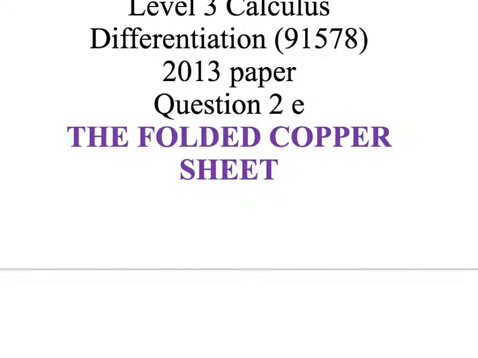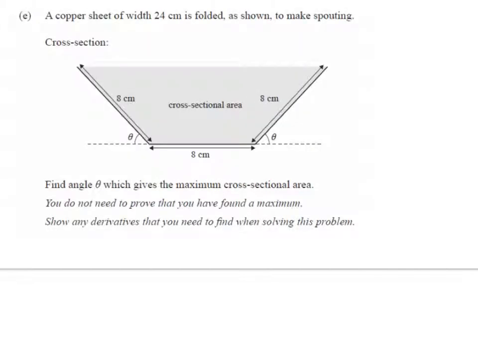This is the second excellence question from 2013's differentiation paper. I think it's probably the hardest out of the three, although if you see what to do, it's fairly straightforward. It's another optimization question, and it's about folding a sheet of copper into a trapezium.